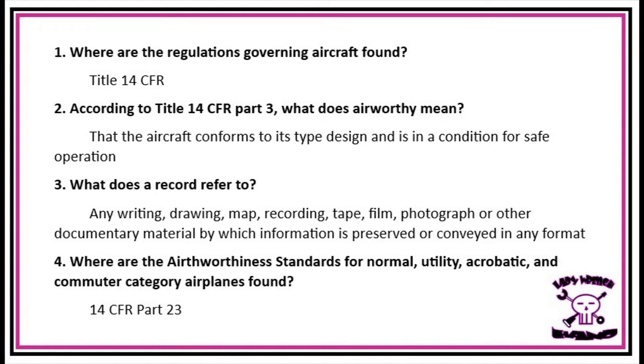Number 1. Where are the regulations governing aircraft found? Title 14 CFR. Number 2. According to Title 14 CFR Part 3, what does airworthy mean? That the aircraft conforms to its type design and is in a condition for safe operation.